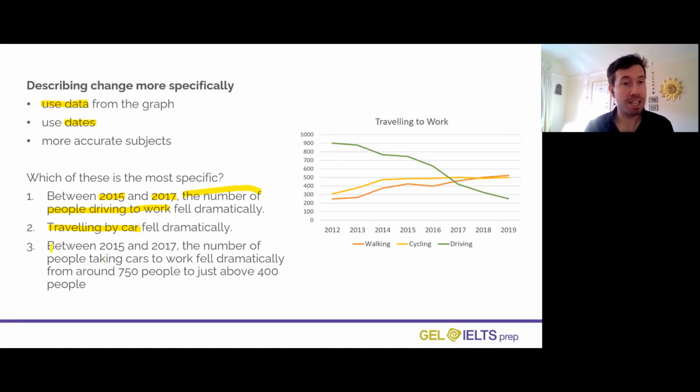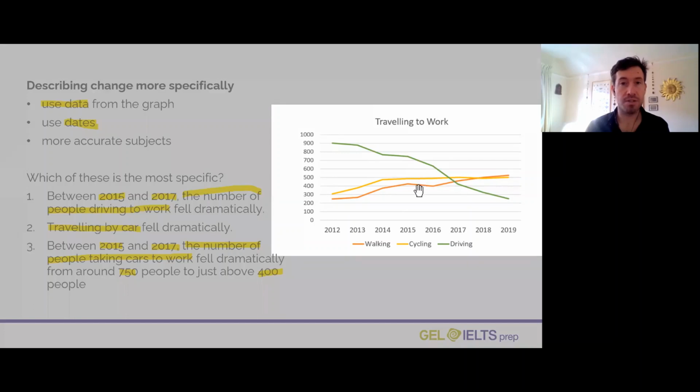Now, number 3, we can see it says between 2015 and 2017. So we've got the dates we spoke about. The number of people taking cars to work. So that's the subject, and that's a very specific subject, so that's great. Fell dramatically from around 750 people to just above 400 people. So it's used data from the chart, which is fantastic. That's exactly what we wanted. And we can have a little look at that here, 750 to just over 400.